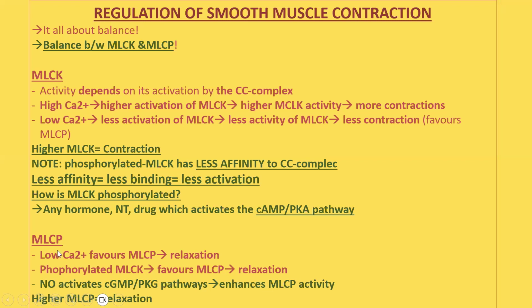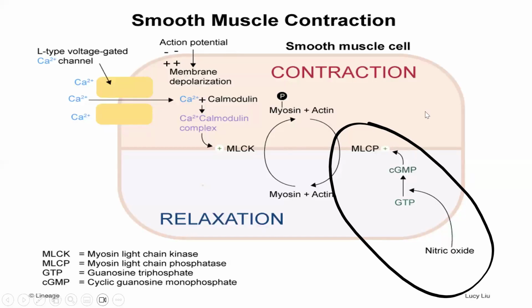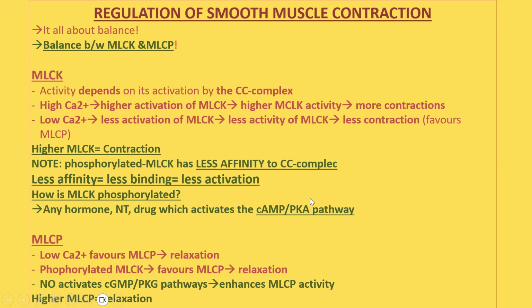But is there something which activates MLCP? Yes, there is. We have nitric oxide, and as you know from your previous blocks, nitric oxide is a vasodilator. It relaxes a muscle, and this is the physiology behind it. Nitric oxide will stimulate the GTP to cyclic GMP pathway, and it forms cyclic GMP. Like the cyclic AMP PKA pathway, here it's the cyclic GMP PKG pathway, so protein kinase G. This pathway will enhance the activity of the MLCP.